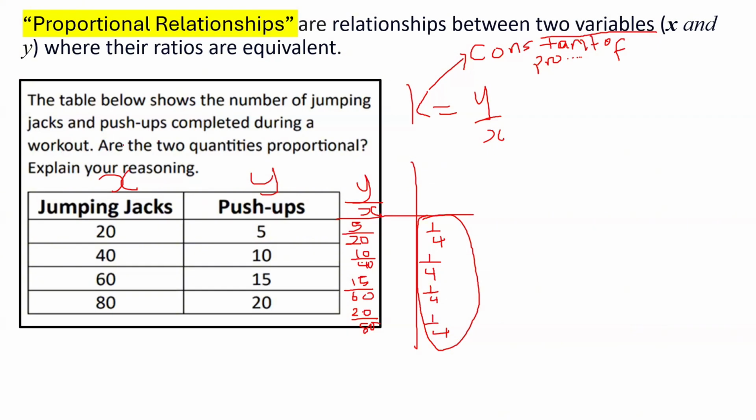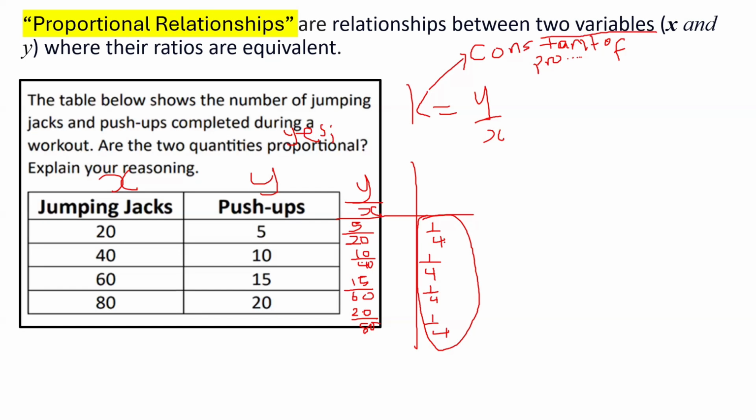So let us go back to the question. Are the two quantities proportional? We're going to write yes. And it says, explain your reasoning. Your reasoning should be because all the ratios are equivalent, or you can say all the ratios are the same. These are the ratios right here. Also, if the question should ask you, what is the constant of proportionality? The constant of proportionality is 1/4 in this problem.